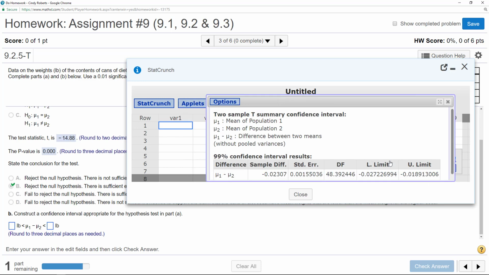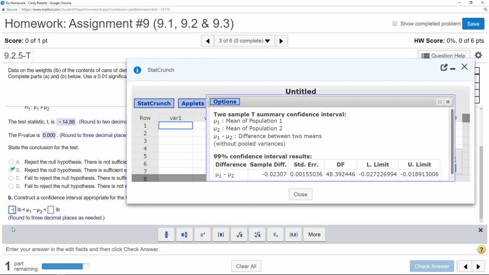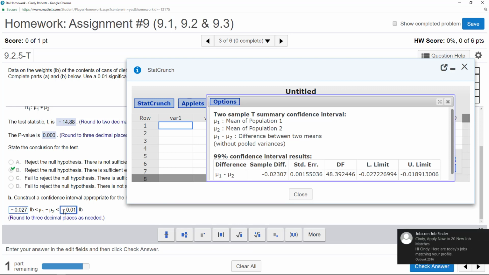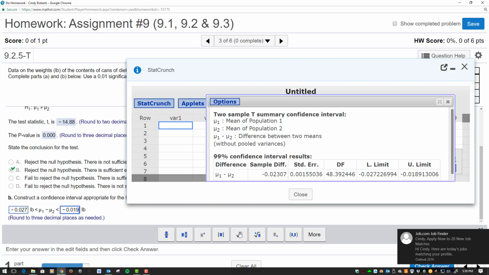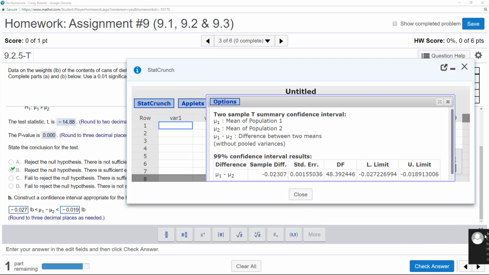And I hit compute, and here is my lower limit. So what is it, 3 decimal places? So negative 0.027. And then my upper limit, negative 0.019. And there's a job match.